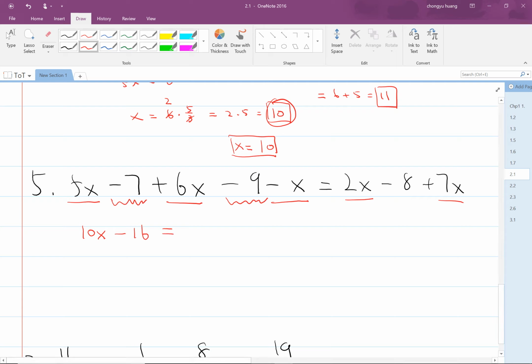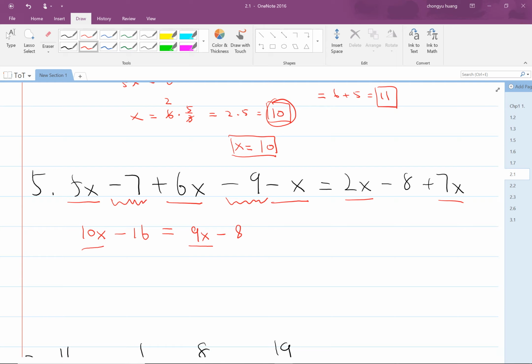The right hand side we have 2x plus 7x. 2 plus 7 is 9, right? So it's 9x. And then we just write down 8, because 8 is the only integer on the right hand side, right? And now remember before I said you have to put the variable on one side and the integer on the other side, right?